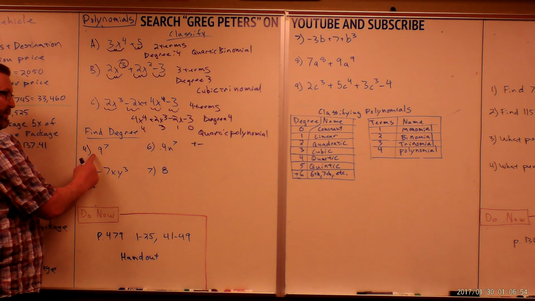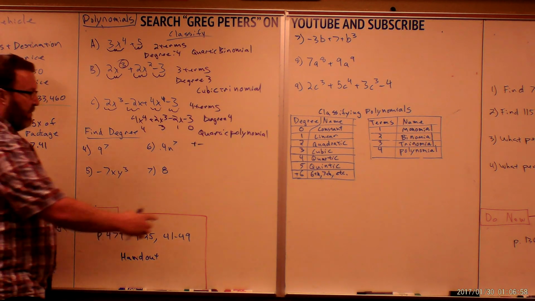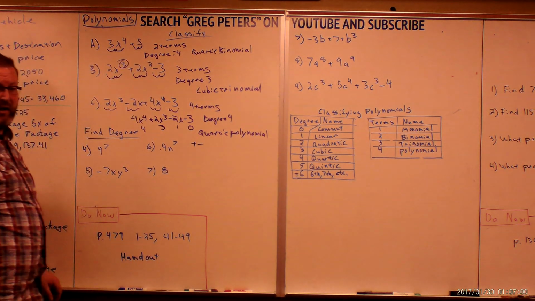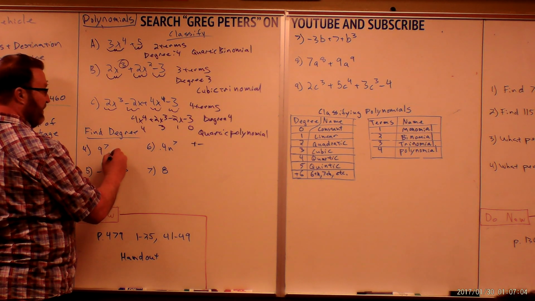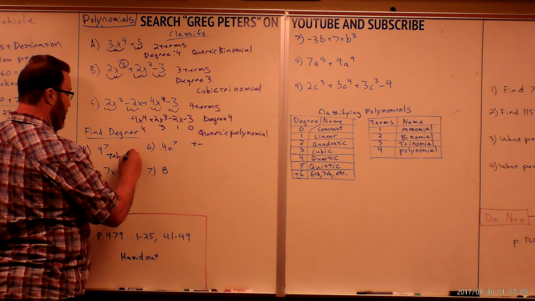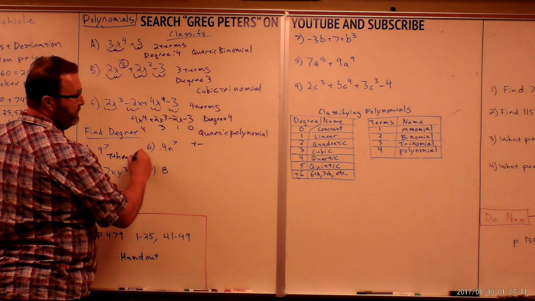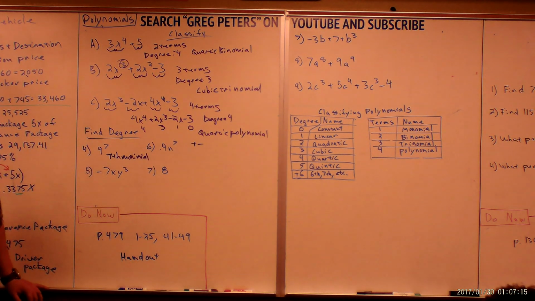What degree is this? 7. Yeah, 7. Right here. We're looking at the exponent. So we would call that our degree would be 7. And if we were describing this, it would be a 7th degree monomial. Any questions? All you have to do is look at the exponent and then the terms.